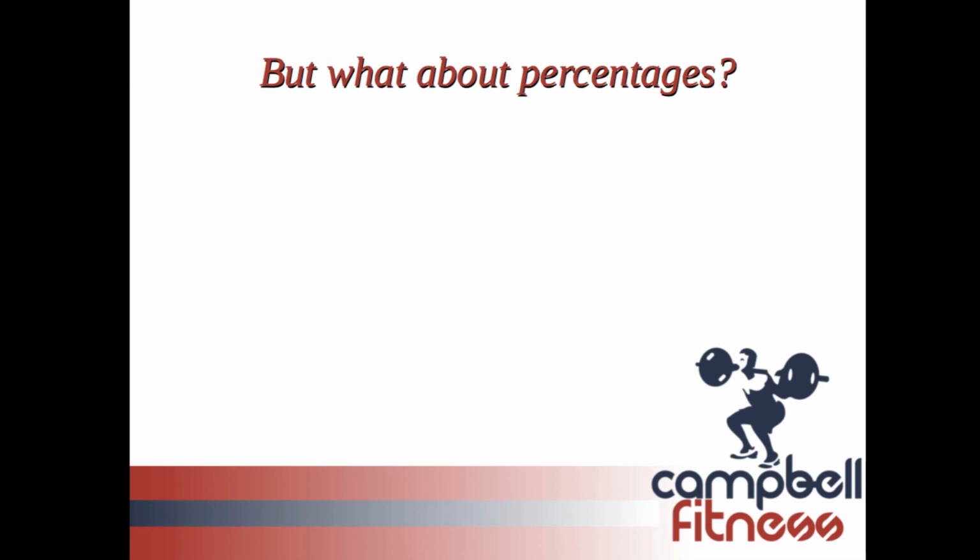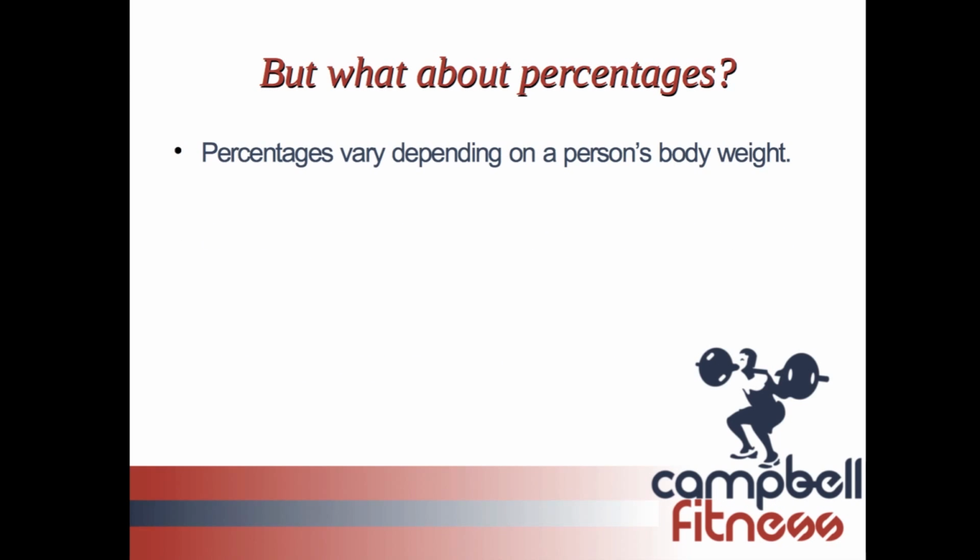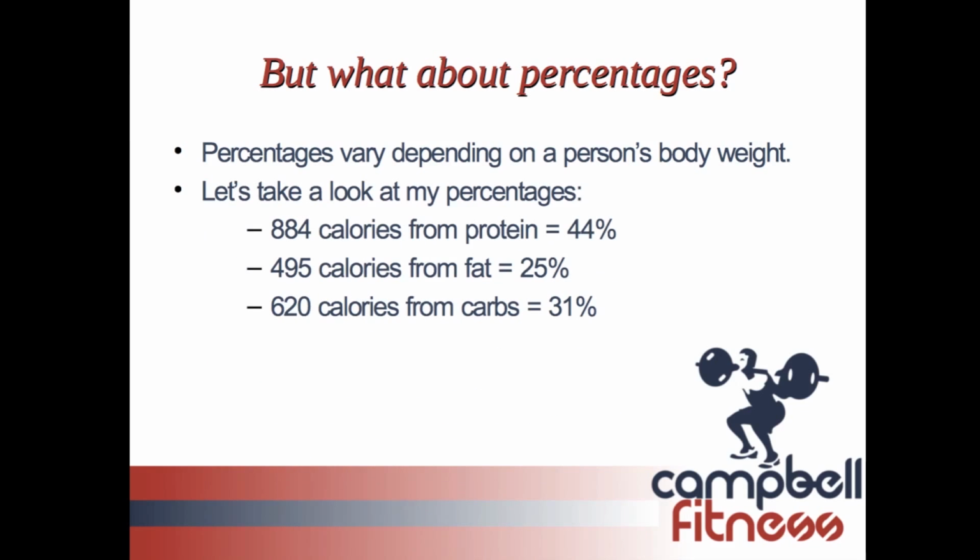Now, a question I get asked all the time, what about percentages? Because a lot of times we're taught that we should follow certain percentages when bulking or on any kind of diet. Again, the most common one that I see is 45% carbs, 30% protein, and 25% fat. However, when you're on a cut, it's really going to vary depending on a person's body weight. So let's take a look at my percentages.